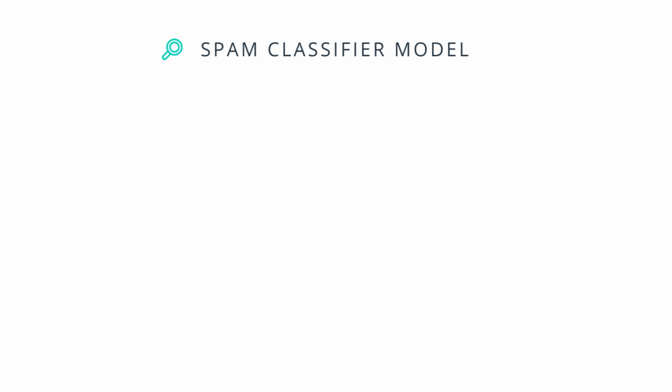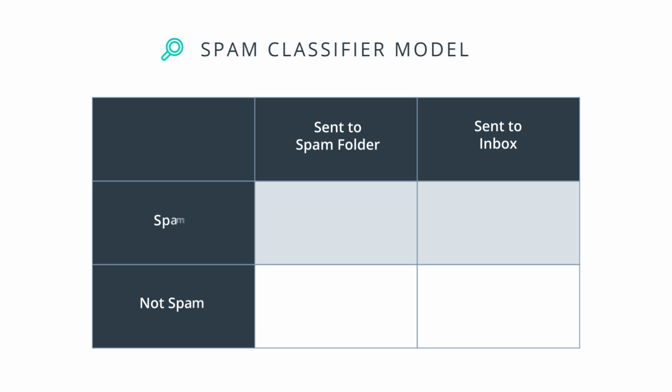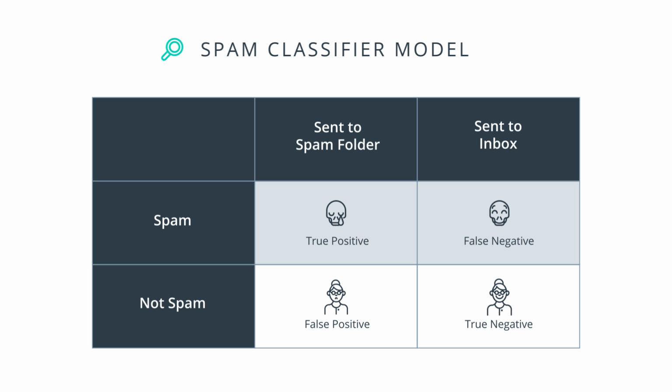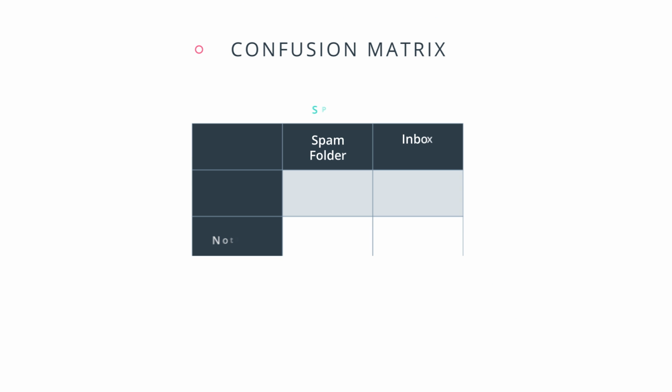Now let's look at the model for detecting spam email. There are 4 possible cases. When we get a spam email and the classifier sends it to our spam folder correctly, which is a true positive. When we get a spam email and the classifier incorrectly sends it to our inbox, this is a false negative. When we get a good email, for example, from our grandma, and the classifier incorrectly sends it to our spam folder, this is called a false positive. And finally, when we get a good email and the classifier correctly sends it to our inbox, which is a true negative. And we can also find the confusion matrix for this model.